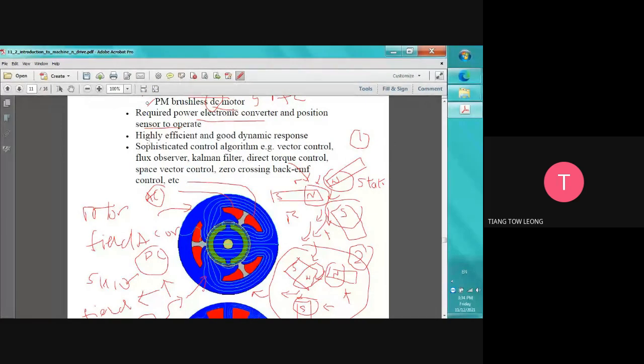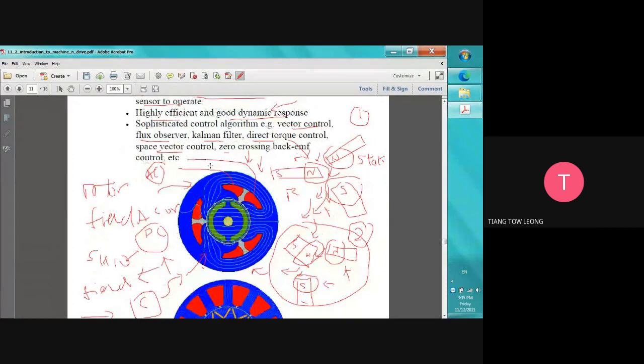So, highly efficient and good dynamic response. Dynamic response means, if let's say we want to speed up the motor, then it can react very fast. We want to slow down the motor, it can react very fast. This is called dynamic response. Sophisticated control algorithms, for example, vector control, flux observer, Kalman filter, direct torque, space vector, zero crossing back EMF control. This is a control method on how to drive the PM motor.